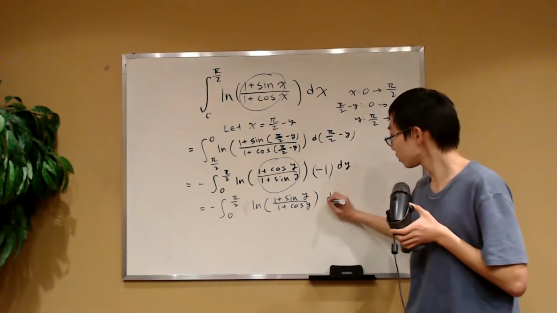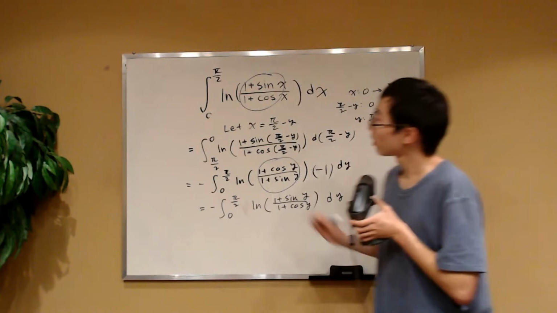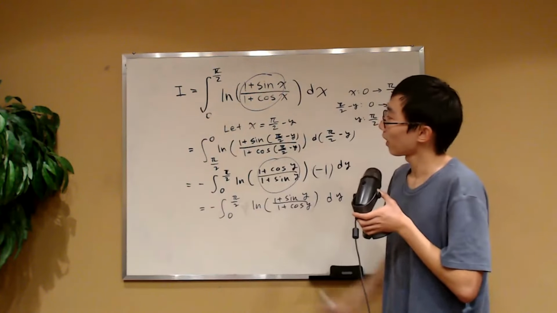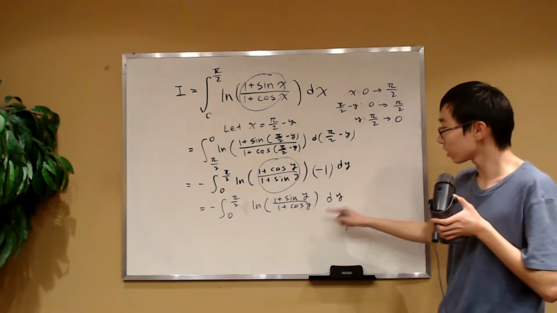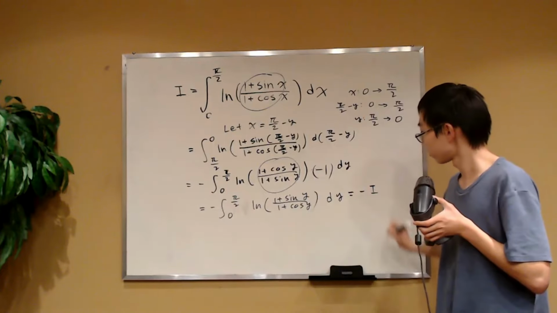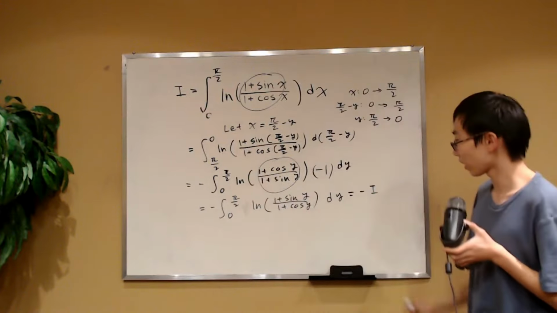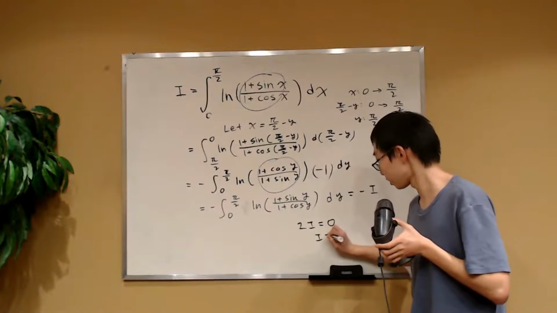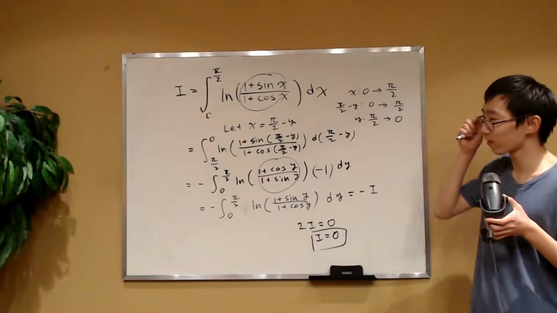Okay, now, do you see what we have done here? Take a look at this. If we let this original integral be equal to I, and this is equal to this, equal to this, notice that this over here is literally just equal to negative I. So therefore, we have deduced that I is equal to negative I, so 2I is equal to 0, I is equal to 0. And therefore, we have computed the value of our integral.